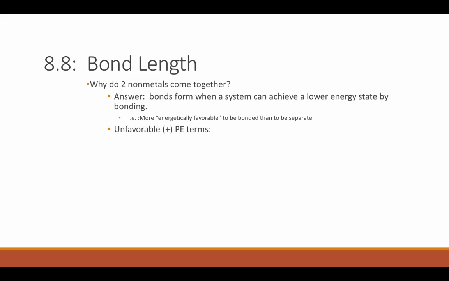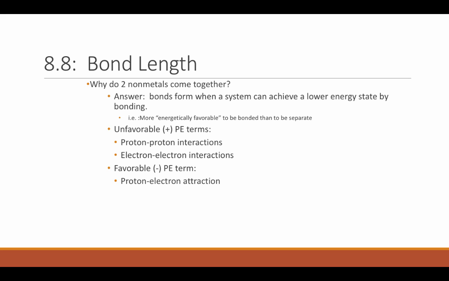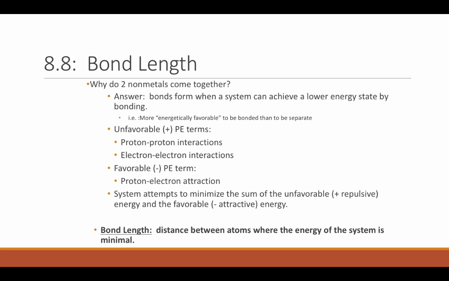First, we have some unfavorable interactions. These are the proton-proton interactions between the nuclei of each atom. We also have the electron-electron interactions between the electron clouds of the two atoms. However, there's also a favorable potential energy term in the proton-electron attraction. The system will attempt to minimize the sum of the unfavorable repulsions and the favorable attractions. Bond length, then, is the distance between the atoms where the energy of the system is minimal, where we've minimized the unfavorable repulsions and maximized the favorable attractions.